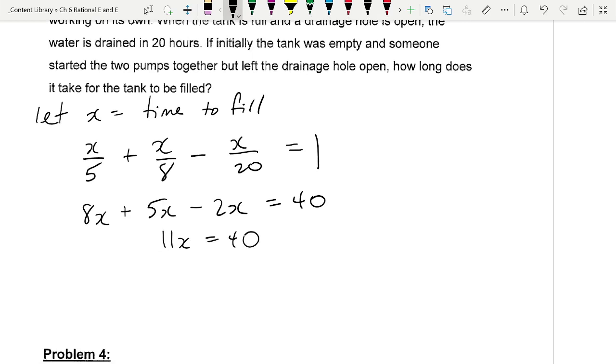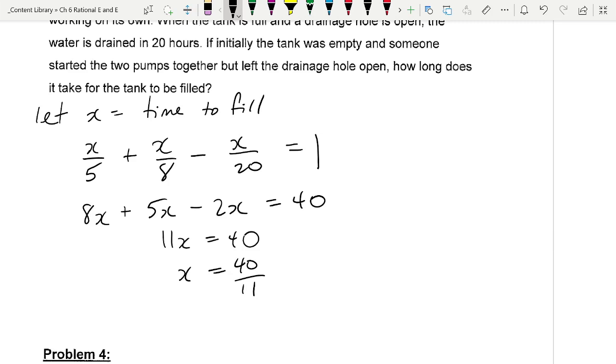I did make them all over 40. I timed both sides of the equation by 40. That's how LCDs work when you're doing an equation, right? You clear the fractions. The question was, shouldn't they all be over 40? No, I multiplied both sides of the equation by 40, and that leaves me with that. It clears my fractions. Okay, so x is now 40/11ths.